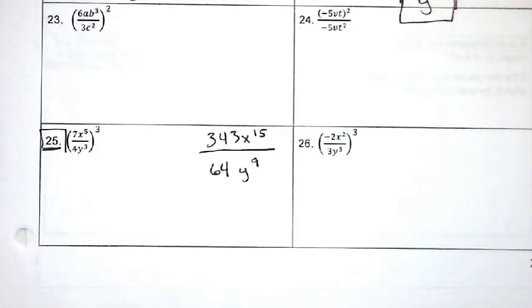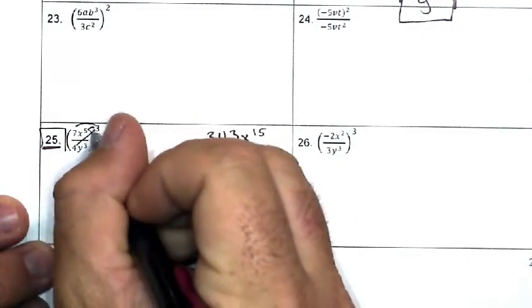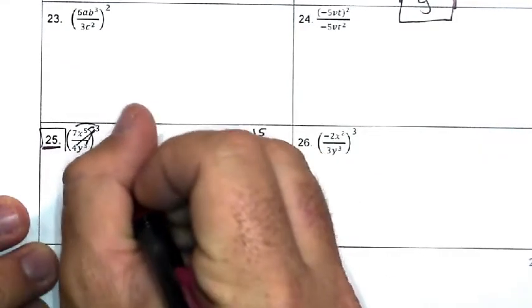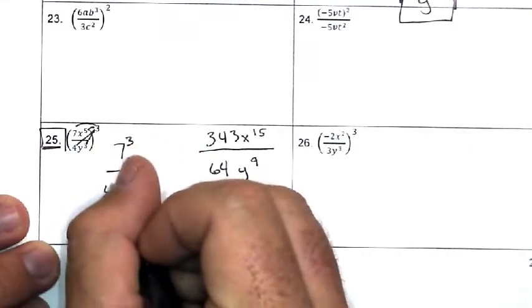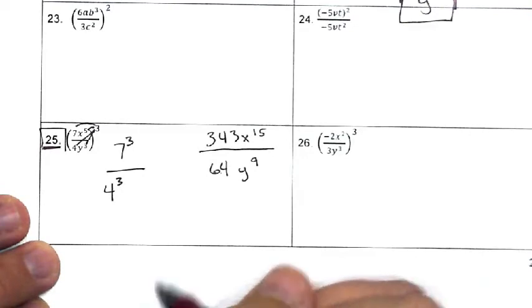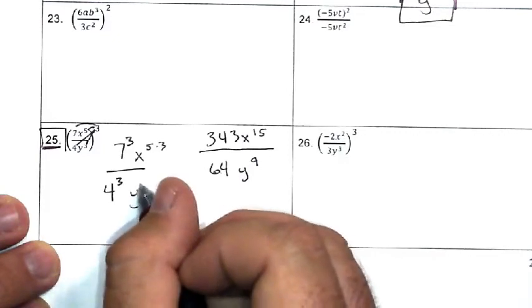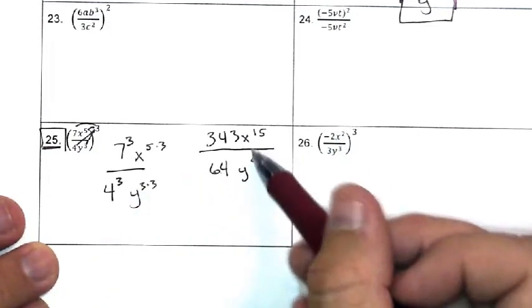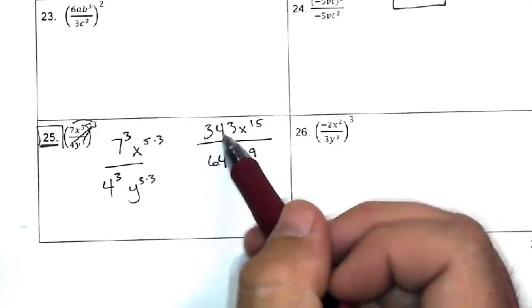So what we are doing again is you distribute to everything in the parentheses. Everything. 7 to the power of 3 is 343. 4 to the power of 3 is 64. Then you have x, 5 times 3, which is 15. And then you have y, 3 times 3, which is 9. No variables on either side of the fraction bar, so I don't need to simplify anything. And also, 343 over 64 is in simplest form. Can't simplify any further than that.